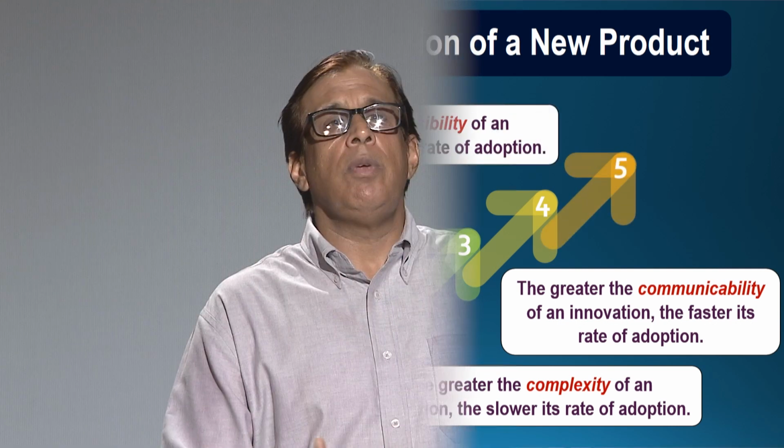The greater the divisibility of an innovation, the faster the adoption. By divisibility we mean that if the same innovation can be divided into multiple uses for a customer or for an organization, the rate of adoption becomes much faster, because it is helpful not only for one customer or one process, but for multiple processes where it can be divided and run in several things simultaneously.